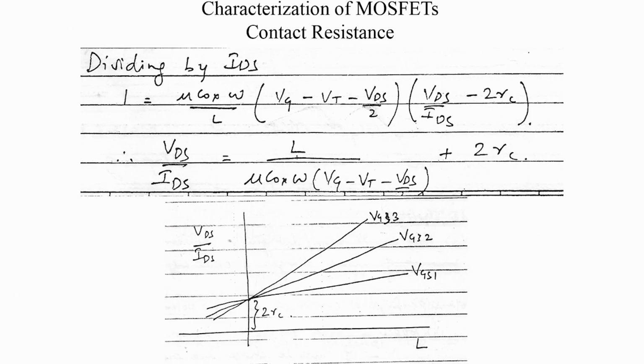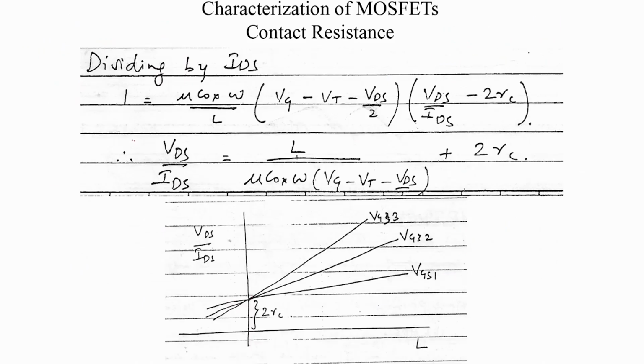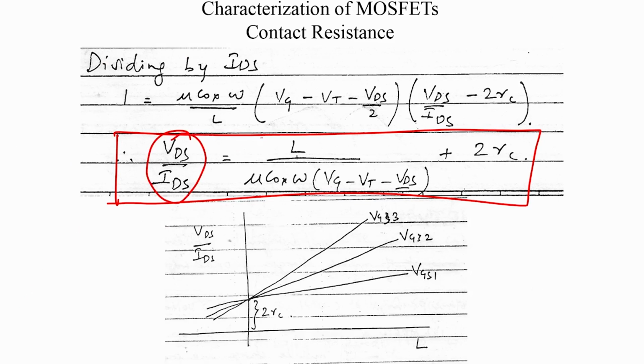And now, if we simply divide everything by Ids and separate out this equation, just perform some algebra, we want to rewrite that equation. This equation here can be rewritten as this expression here, which is Vds by Ids is equal to this term L divided by mu Cox W into Vgs minus Vt minus Vds plus 2 Rc. Okay. So, we have made the Rc, the contact resistance component, come out as a separate term.